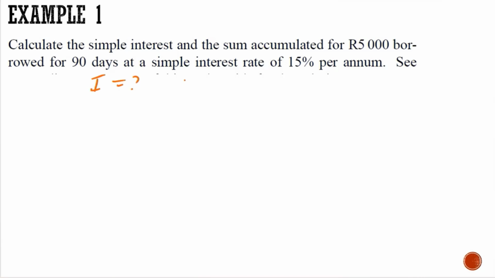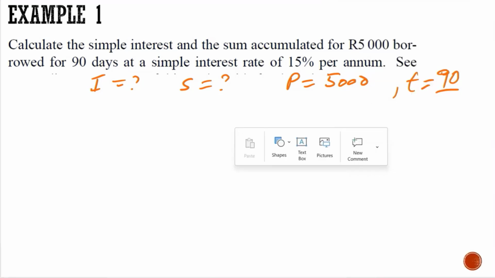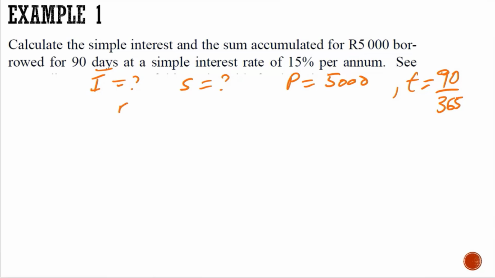We are also looking for the sum accumulated. We are given the sum that is borrowed, that is the present value. The present value is 5,000. And then we are told that our time is 90, and we said we are going to divide that by the number of days, which is 365. Why? It's because we are working with days. And then the simple interest rate, we are told, is 15%.